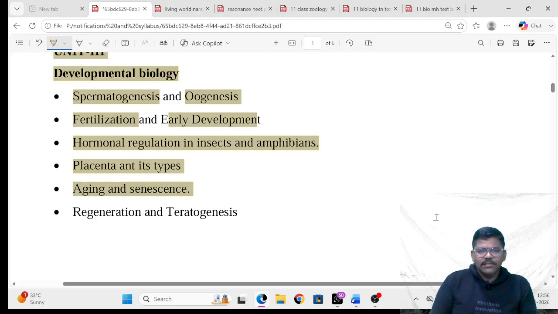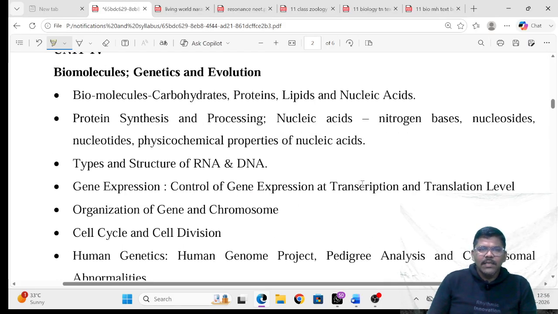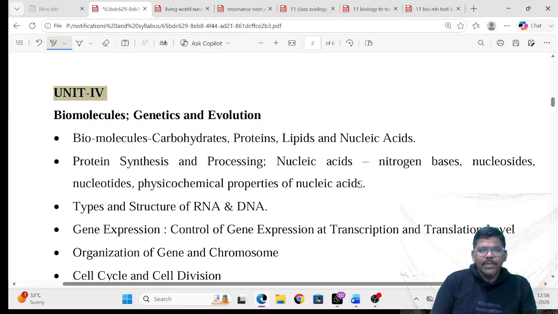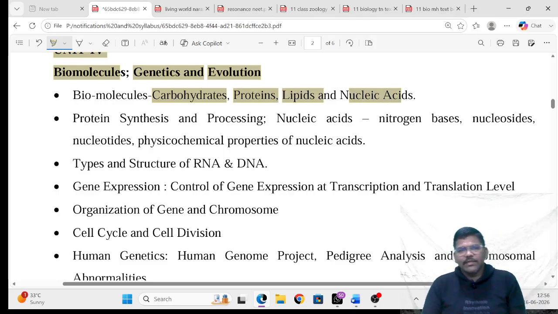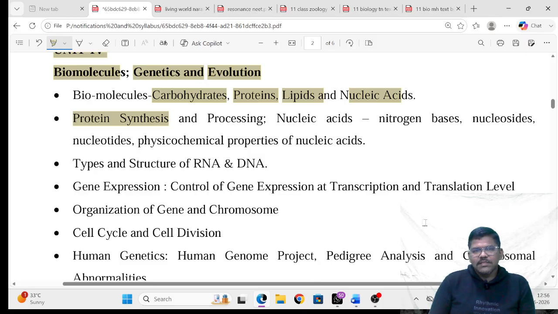Aging and senescence, becoming too old. Regeneration and teratogenesis also need to be read. In unit 4, you need to read biomolecules, genetics, evolution. Living organisms are made with carbon compounds called biomolecules, which include carbohydrates, proteins, lipids, nucleic acids, that we need to read. And protein synthesis and processing, nucleic acids, nitrogenous bases, nucleosides and nucleotides.